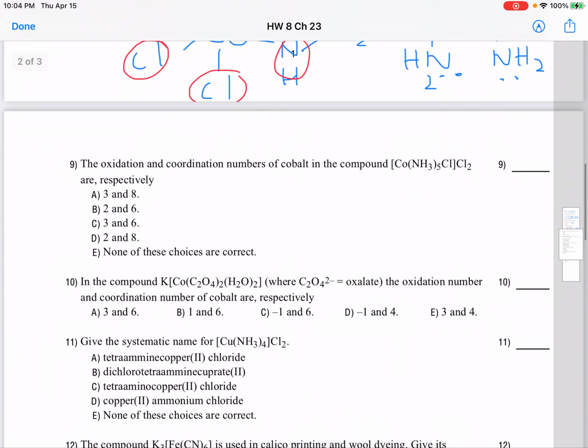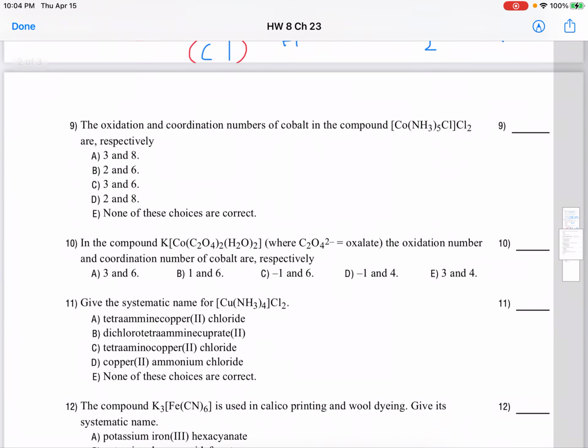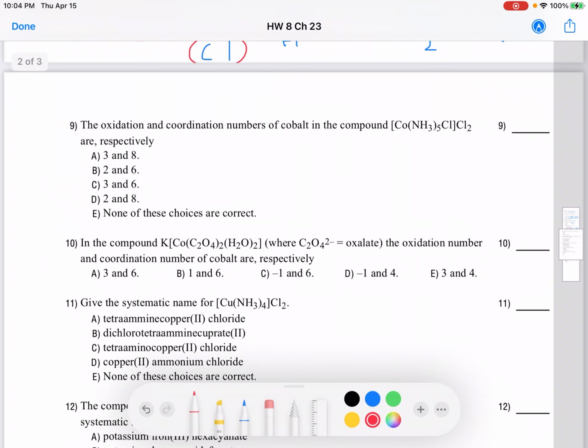And number 9, the oxidation and coordination numbers of the cobalt in the compound. Again, the coordination number is how many coordination sites this central atom has. So we have cobalt and there are 5 ammonia and 1 chlorine. So 5 plus 1, the coordination number is 6. And then we also need to find out the oxidation number.